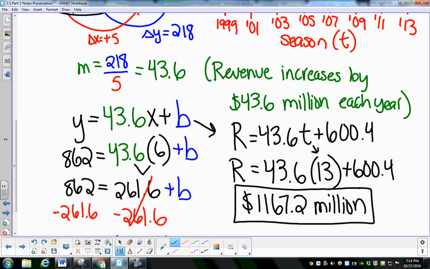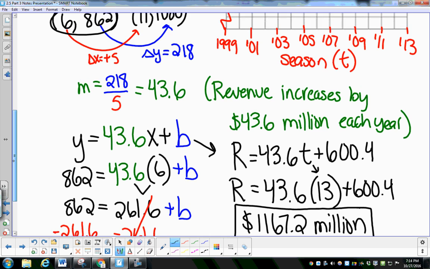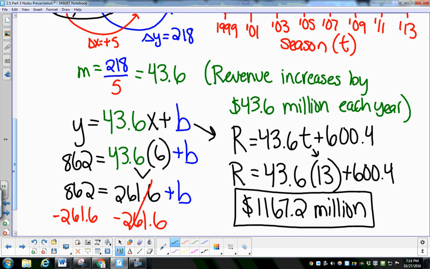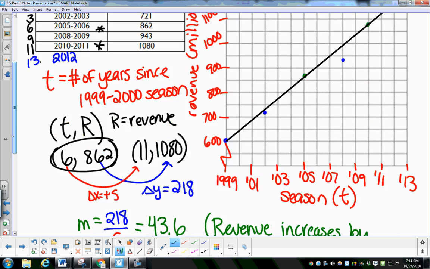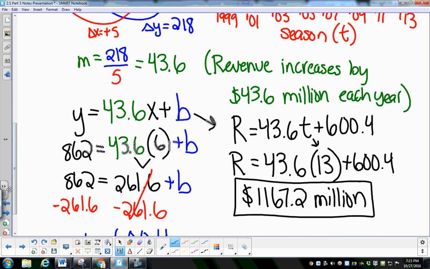Okay, and think about whether that's interpolation or extrapolation. Were we looking for something within the data points we already had, or did it extend beyond it? If we look at our table here, it was extending beyond the data we had, so we were just using extrapolation to find that.